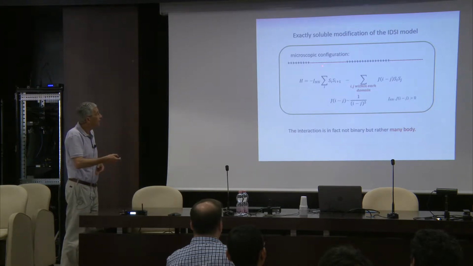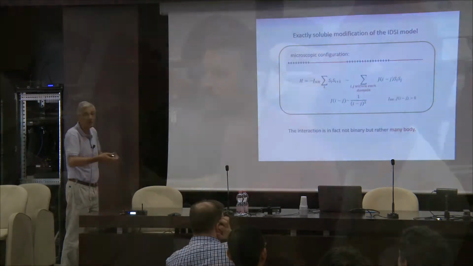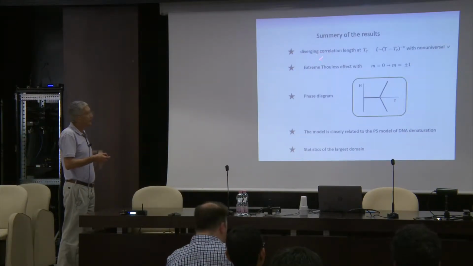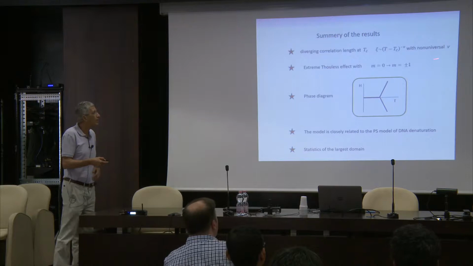Okay, the spin here and the spin there basically have to know that all the spins in between have the same sign to interact. Okay, so the results. For this model, I just want to summarize the results.